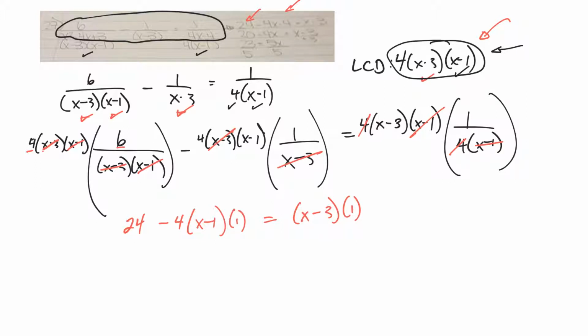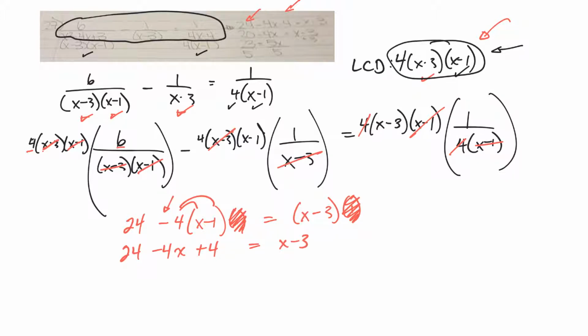So the multiplying by 1, I'm just going to get rid of that because you don't need that. When you multiply by 1, that's the identity property, it doesn't change it. So now I've got 24, and now I'll use the distributive property to go through here. And this is that dirty, rotten, filthy, stinking negative. So it'd be minus 4x plus 4 is equal to, on this side, just x minus 3.